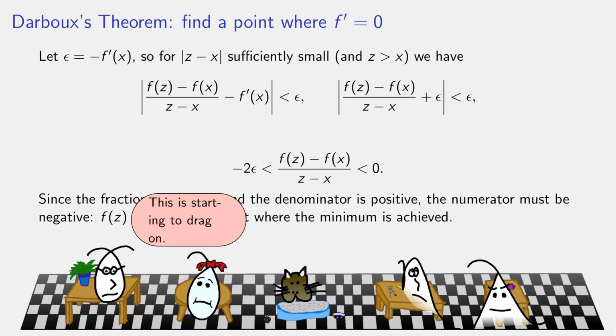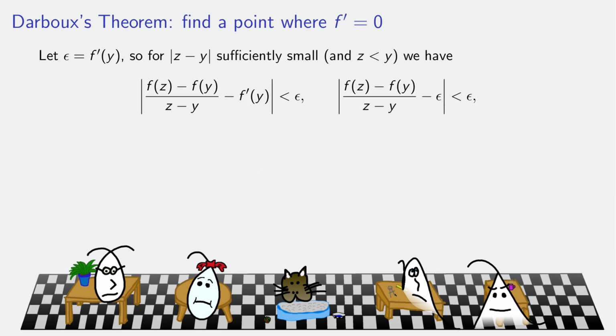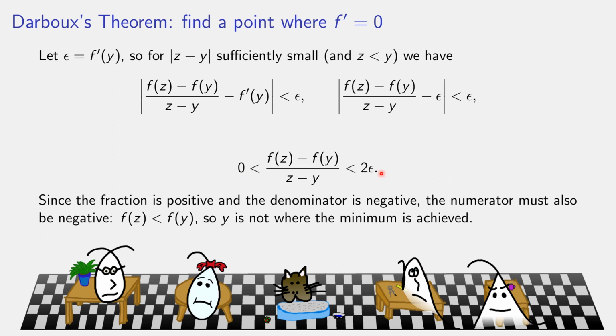It is going to drag on for quite a bit longer, I'm afraid. Very similarly, at the right endpoint, this is converging to f prime of y. If I just set epsilon to be equal to f prime of y, it must be epsilon close for any epsilon, specifically that one. Replace this with epsilon, and now how can this quantity be within distance epsilon of epsilon? It must be in between 0 and 2 epsilon, so it must be positive. Since the denominator is negative, that means the numerator must also be negative, meaning f of z must be smaller than f of y, so f of y was not the minimum.